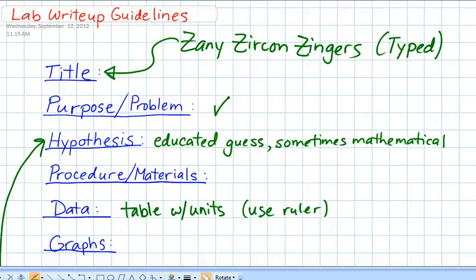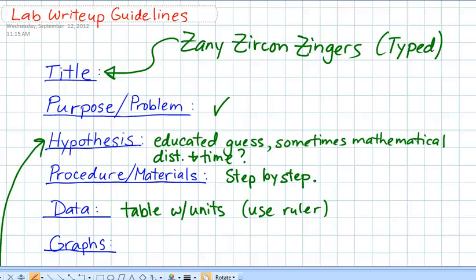And remember, we want to make sure that it has something to do with how distance and time are related. What do you think is going to happen? Procedure and materials. The procedure has to be step by step. You have to talk about the specifics of your setup. What else did you have to measure? How did you measure things? Where did you measure things from? Did you start at the top of the switch and go to the bottom of the next switch? What exactly did you do?